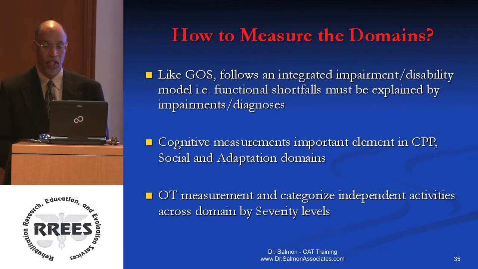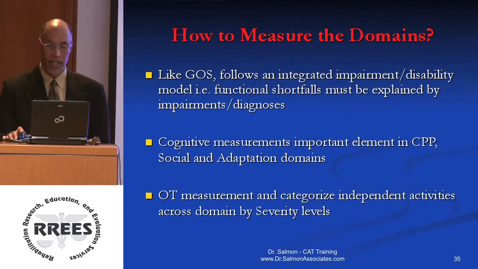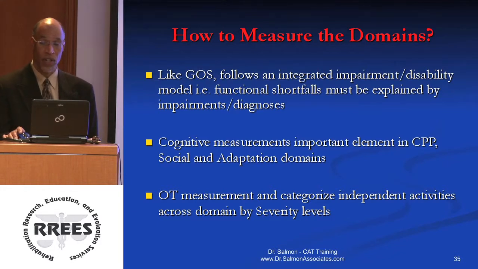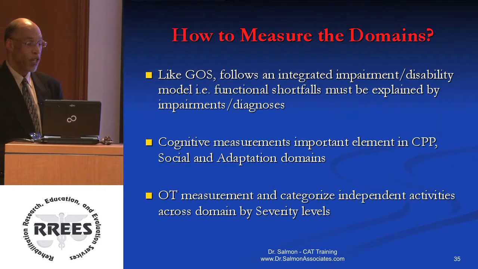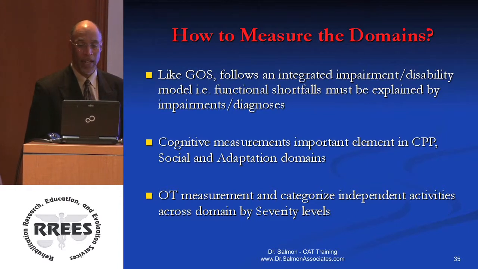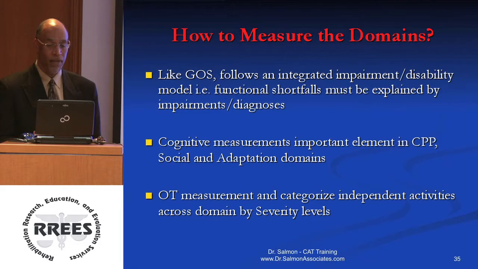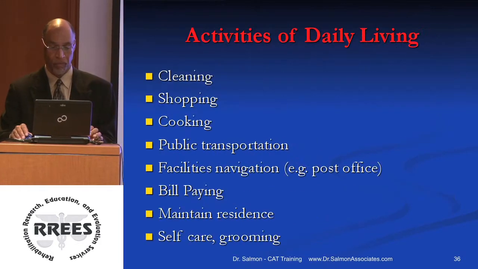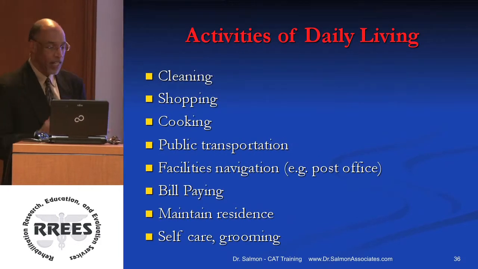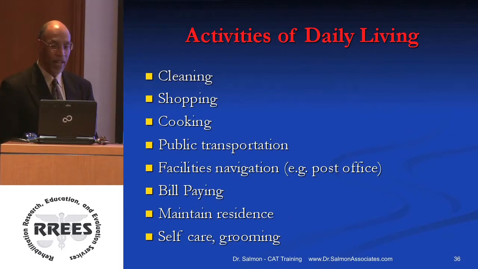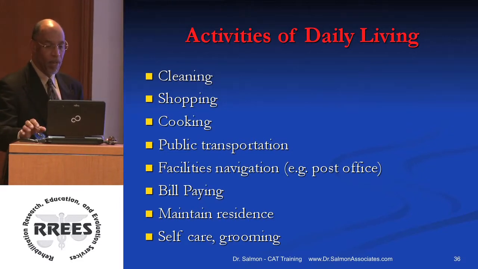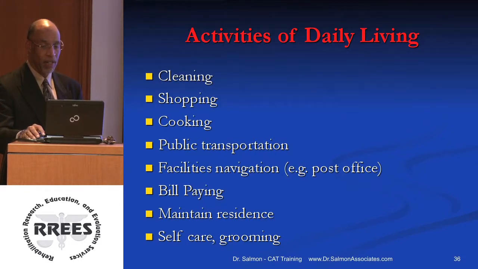The cognitive measurement: important elements of concentration, persistence, and pace, as well as social and adaptation domains. OT measurement is critical, and categorize the independent activities across domain and the severity levels. Okay. So examples, you guys all know what activities of daily living look like. There's an example of them. I've been accused of leaving off work, but it is important to consider work. The guides do make reference to work being a component of ADL.